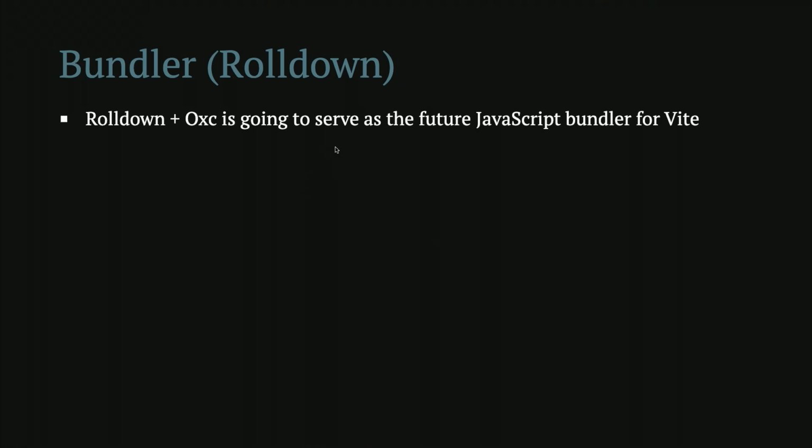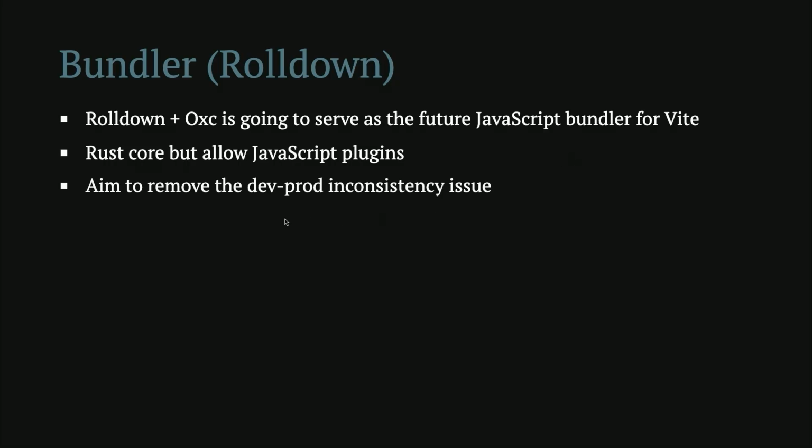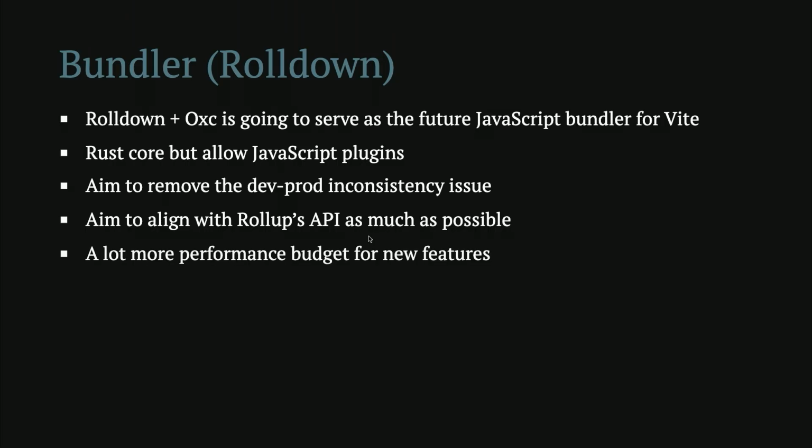So now to Rolldown. Rolldown is going to serve as the future JavaScript bundler for Vite. It has a Rust core, but we are also going to allow JavaScript plugins. And we are going to remove the dev-prod inconsistency issue. So Rollup and ESBuild, we remove them and replace them with a single unified compiler pass. And we try to align with Rollup's API as much as possible. And since it's going to be fast, the bundler will have more features in the future that other bundlers will not be able to implement.